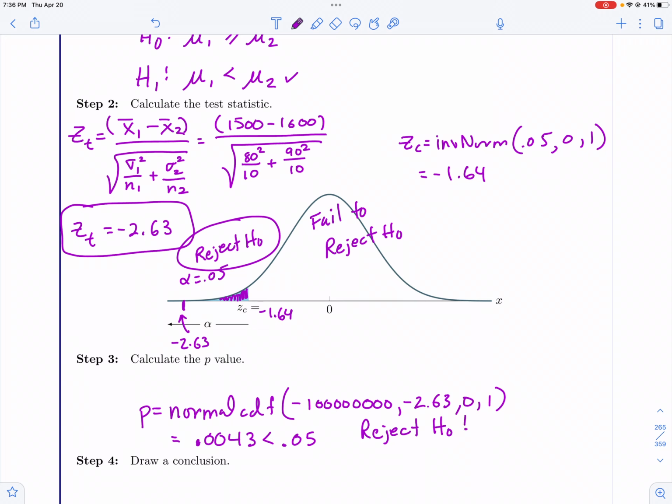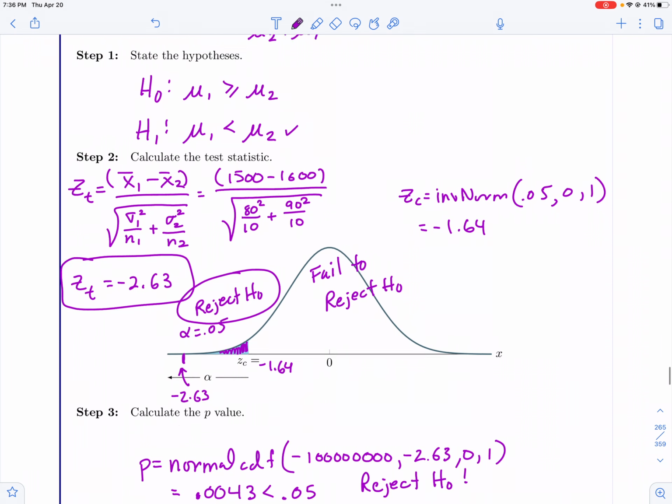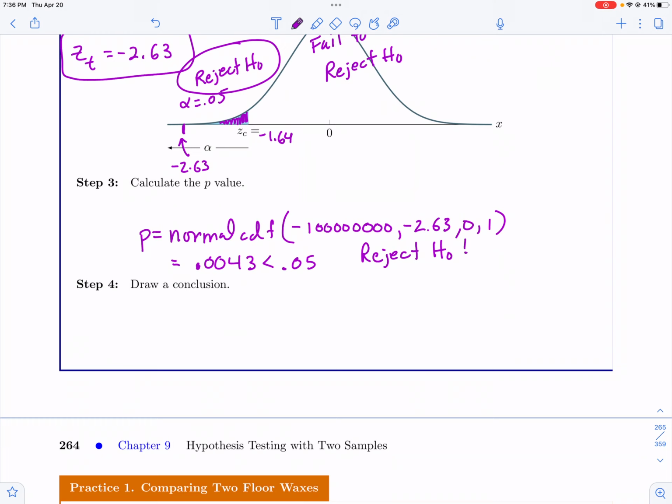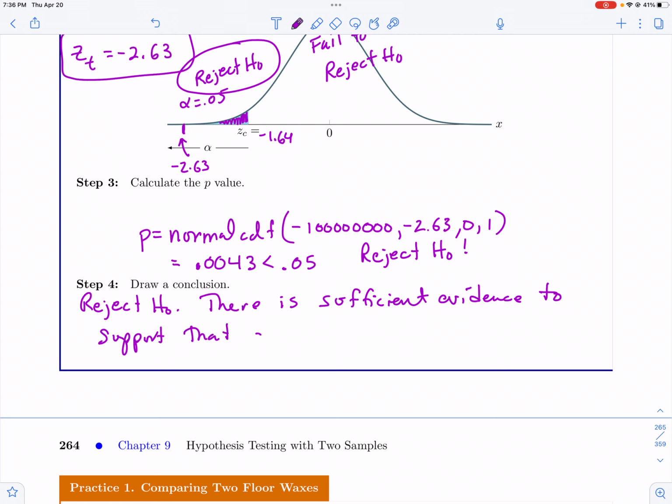So this looks good. It appears that our claim that engine 2 has a higher RPM than engine 1 is in fact true. So we reject H naught. There's sufficient evidence to support the claim that engine 2 has more RPMs than engine 1.